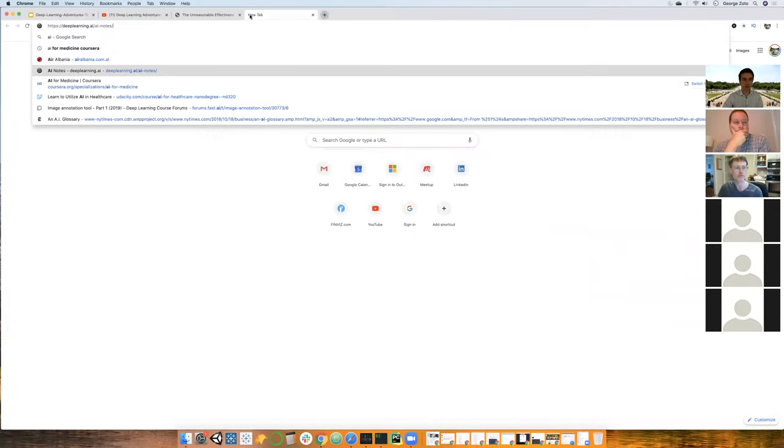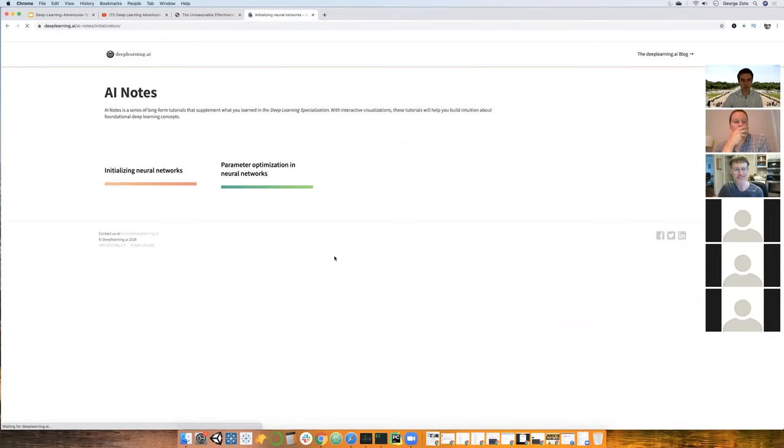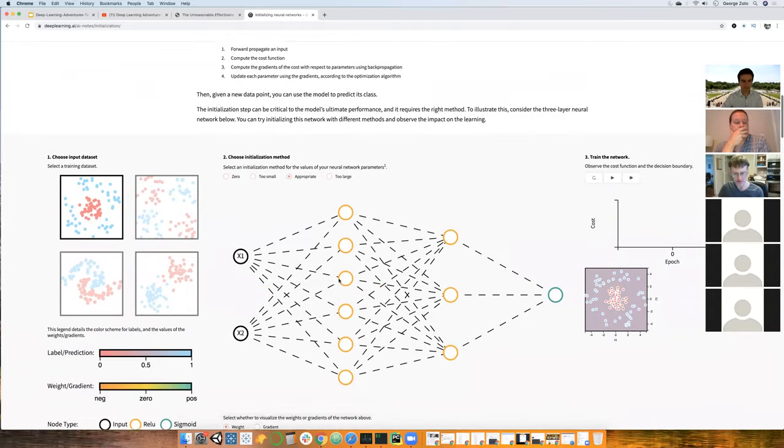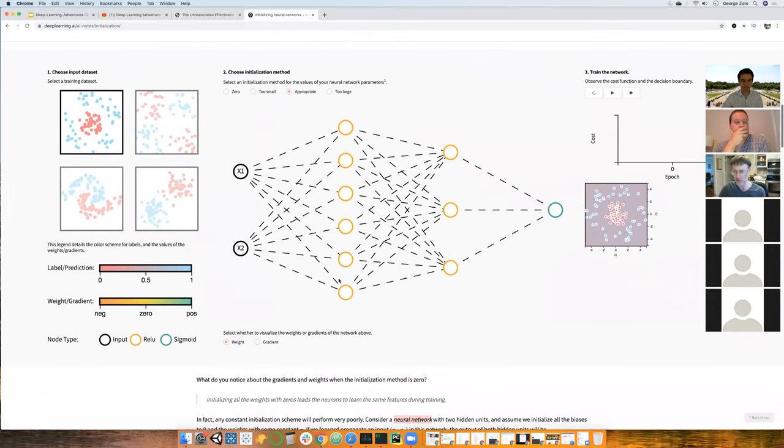I always like pictures. I shared the link in our chat. And for what it's worth, I did think the optimization post was a better viz than this one, but this one's pretty cool too.